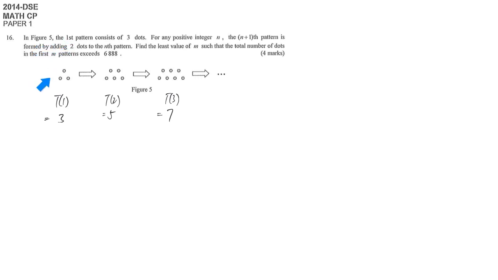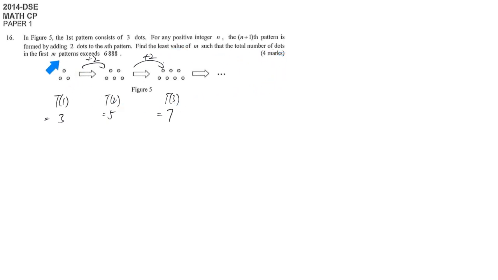In this graph, they say that the first pattern has 3 dots, and then the next pattern will be the previous one plus an additional 2. So you find that every time we just add 2, we get another term. We have to find the least value of m such that it fulfills certain requirements.